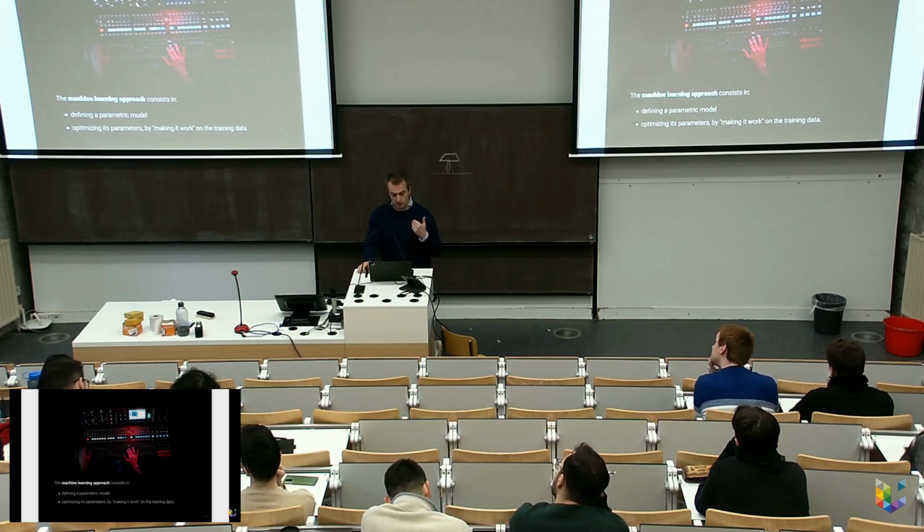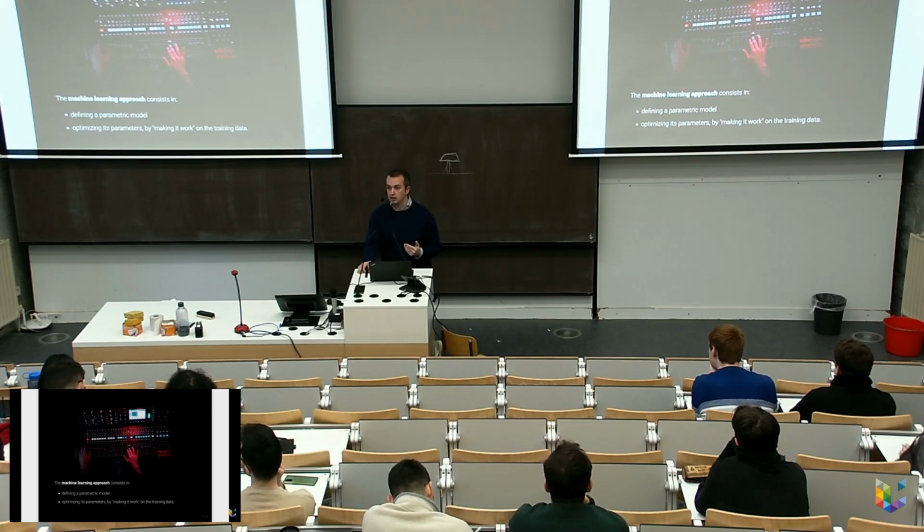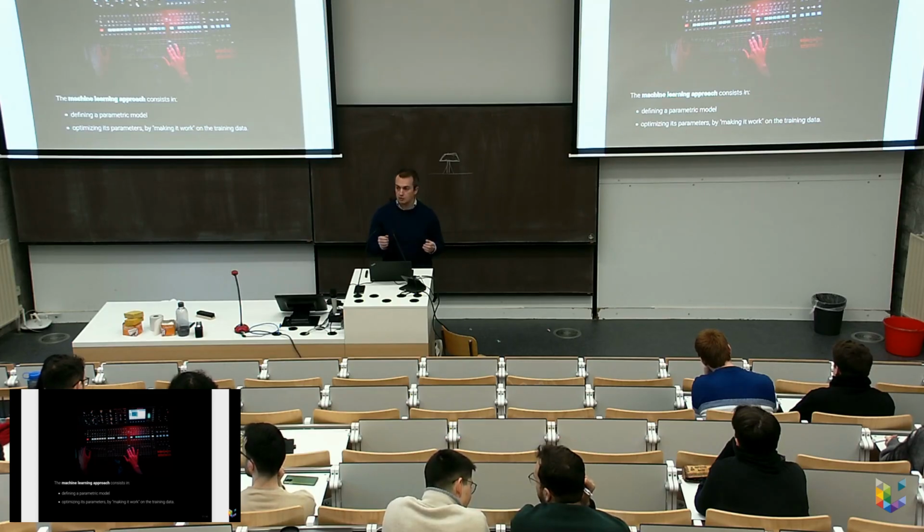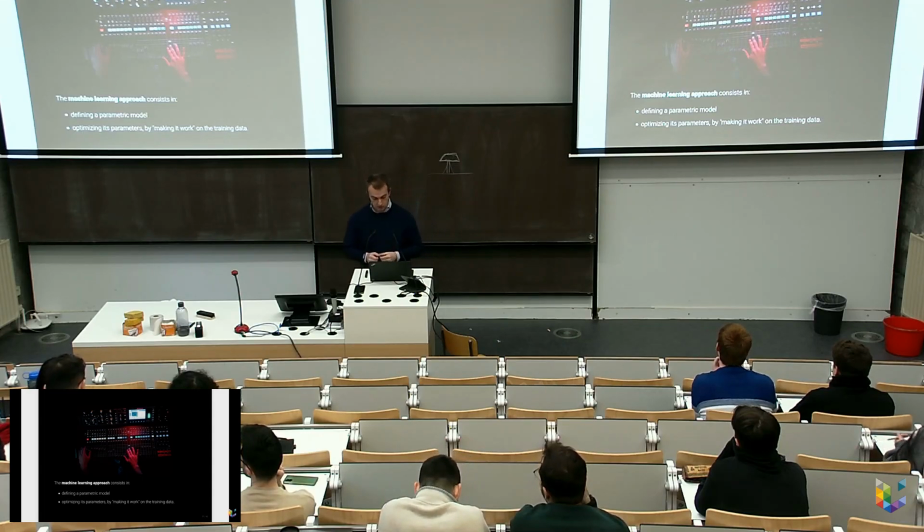In deep learning, we'll define a parametric model, usually a very big neural network with many, many parameters. And when I say many, many, I'm saying in 2025 in the order of several hundreds of millions or billions of parameters. And then we'll optimize the parameters of this model by basically making this model work on the training data, meaning we will adjust the parameters such that eventually it makes correct predictions for the data for which we know the truth. Okay?